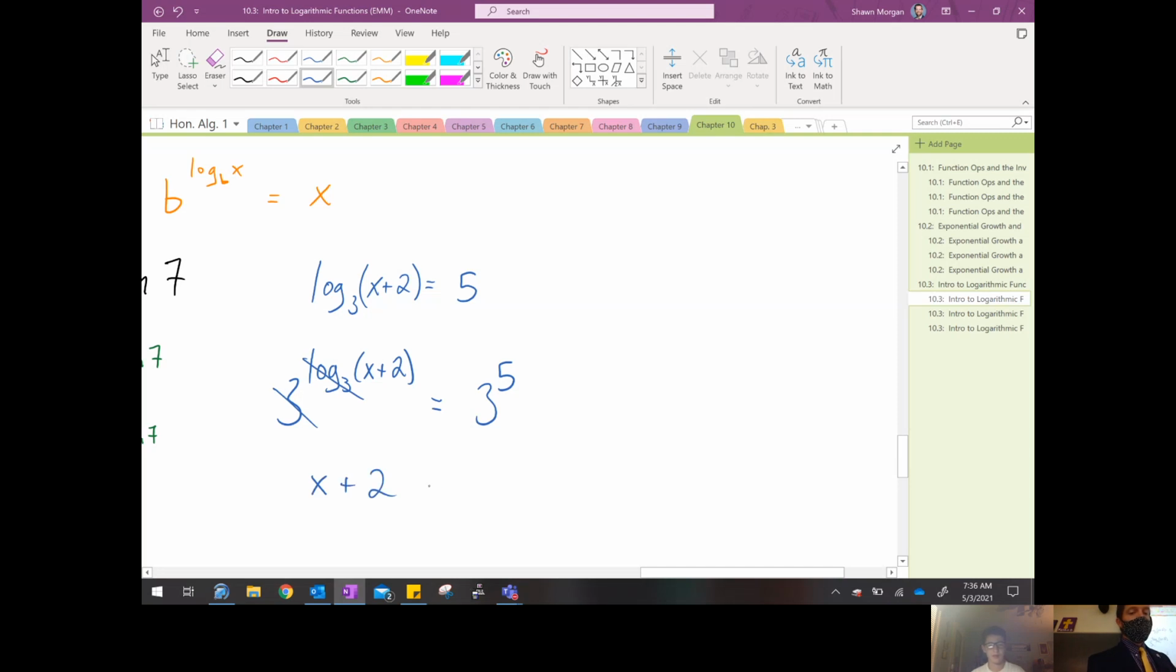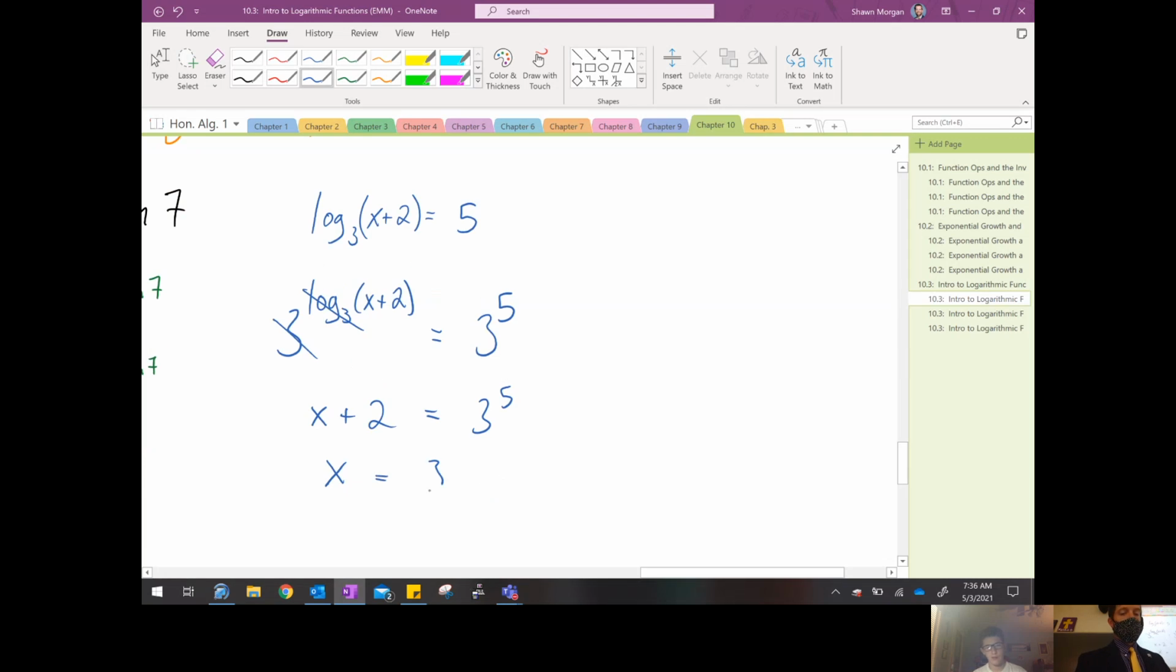X plus 2. Now, if I said x plus 2 equals like 11, you guys would be in hog heaven. You would just be like, oh, x equals 9. Subtract 2 from both sides. We can do the same thing here. Subtracting 2 from both sides, we end up with x equals 3 to the 5th minus 2, which I happen to think is 241. I think 3 to the 5th is 243. Let's double check. 3 to the power of 5 equals 243. Minus 2 is 241. All right.